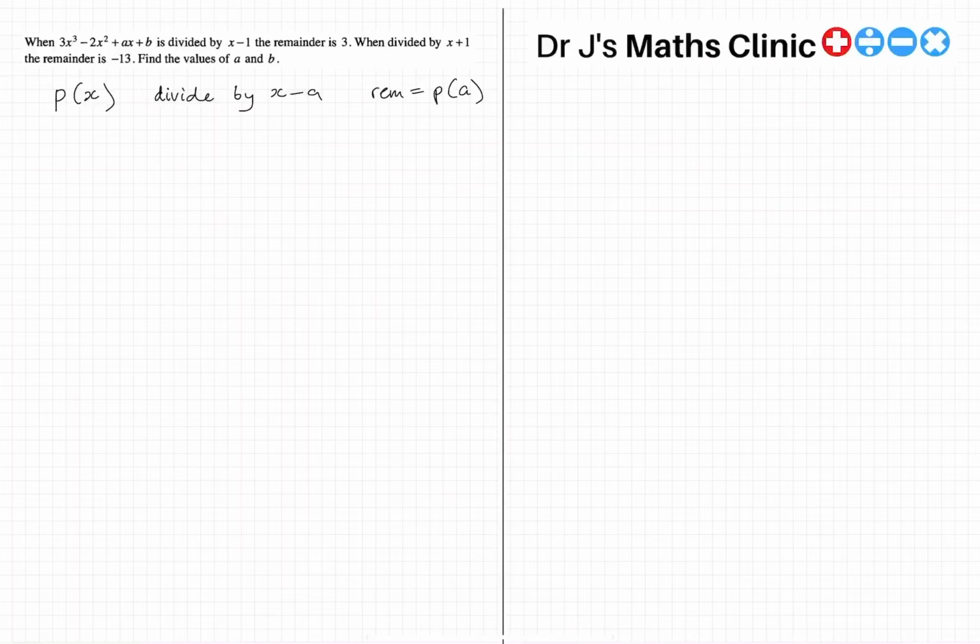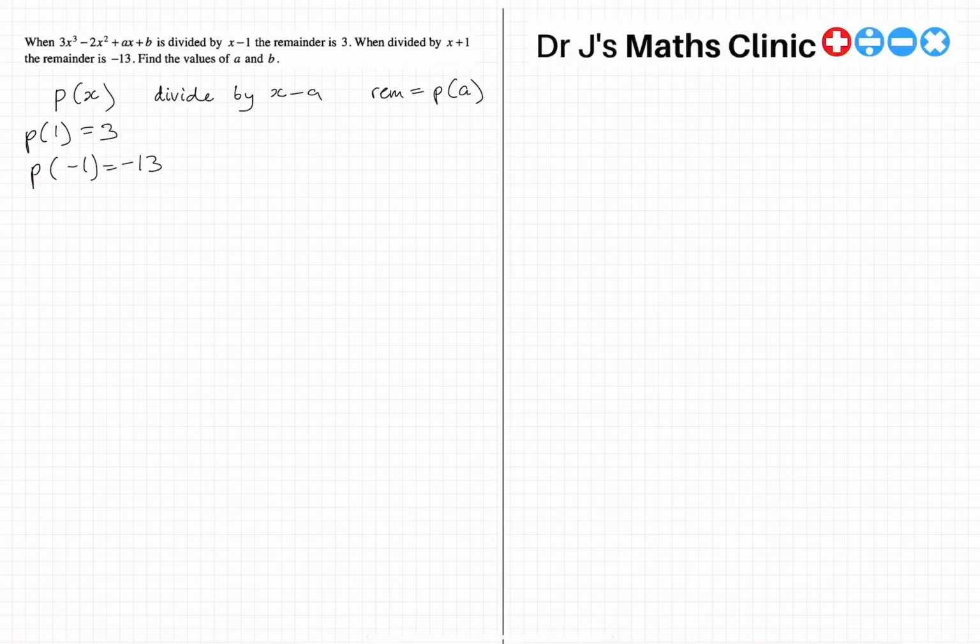Okay. What that means, first of all, is that if we take our polynomial and divide it by x minus 1, we get a remainder of 3, which means if we substitute 1 in, we should get 3. In other words, p of 1 is 3. We also know that when we divide by x plus 1, the remainder is negative 13, which means p of negative 1 is negative 13. Well, that's actually enough to create a simultaneous equation.